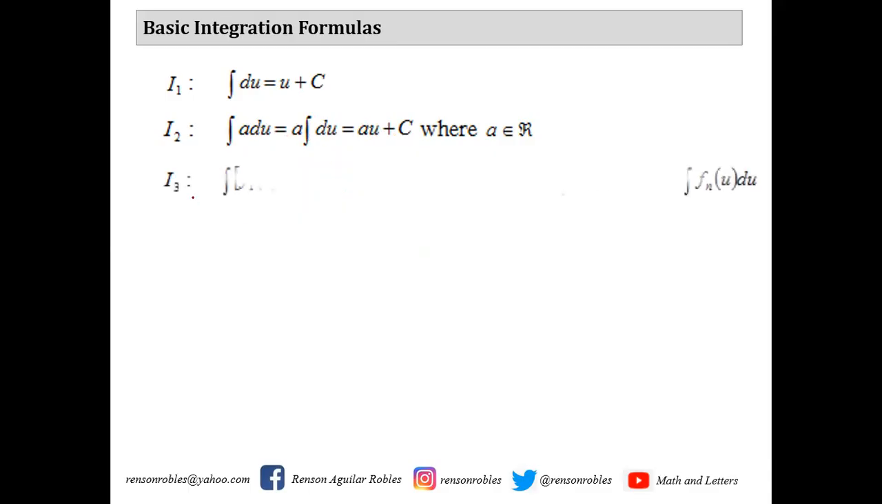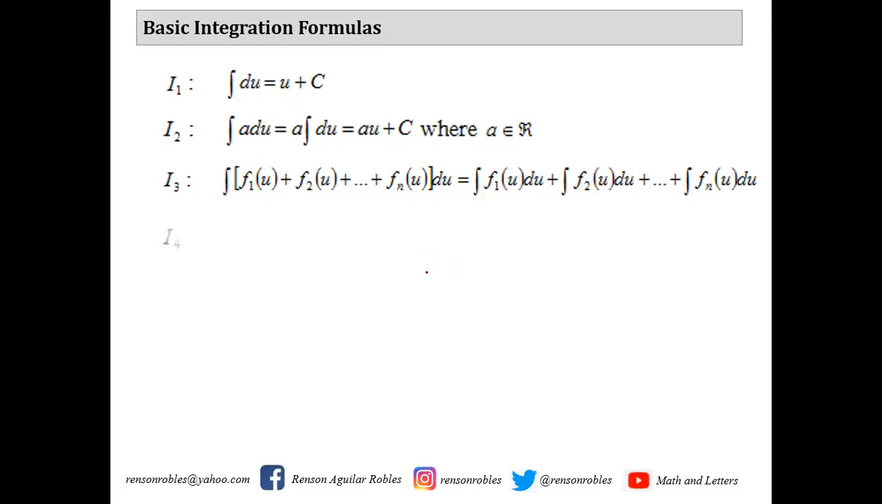The third formula is the integral of sums, which is equal to the sum of their integrals. Written of the form integral of f sub 1 of u plus f sub 2 of u running until f sub n of u du is equal to the integral of f sub 1 of u du plus the integral of f sub 2 of u du running until the integral of f sub n of u du.